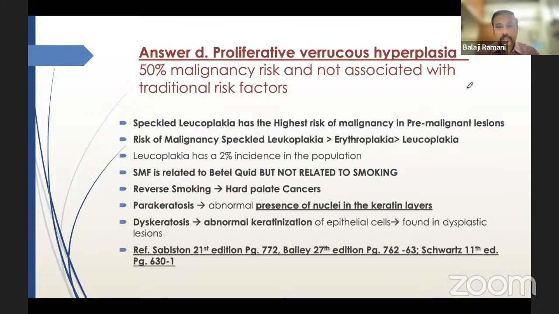So speckled leukoplakia has got the highest risk of malignancy in the oral cavity. As I already said, speckled, then you have erythroplakia, and then you have leukoplakia. Leukoplakia has got a 2% incidence. It's not a 5% incidence, about 2% in the general population.